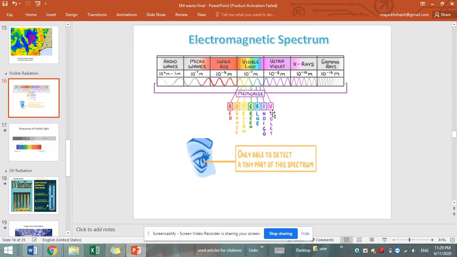So the last color in the visible light is the violet, and the very next group that has a frequency greater than the violet is the ultraviolet. Ultra means above, and here it's called infrared because infra means below red, so it has a frequency less than the red. That's why it's called infrared.